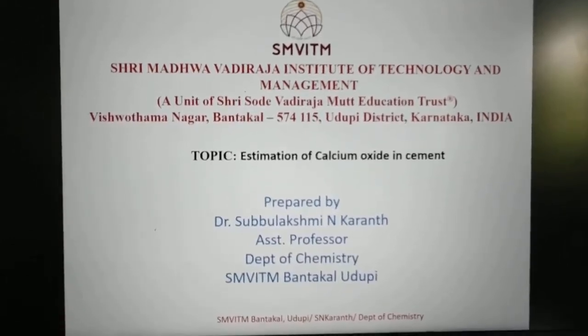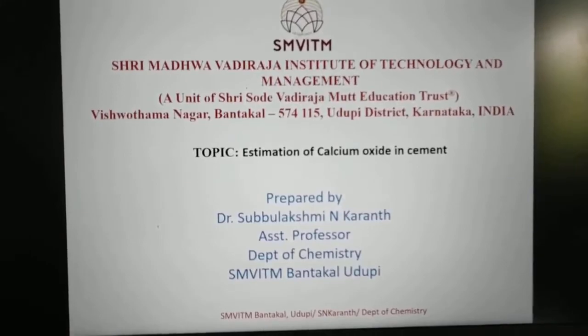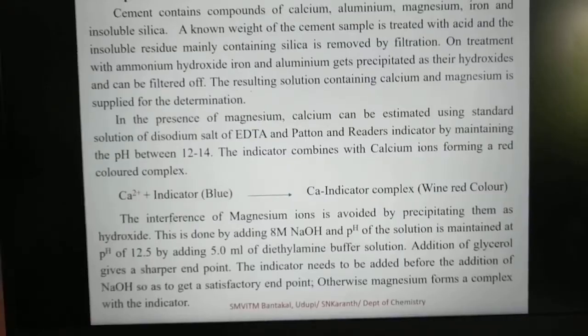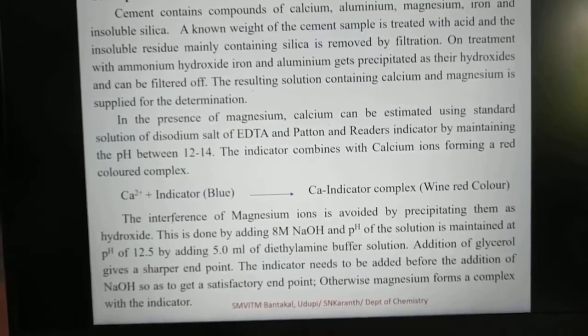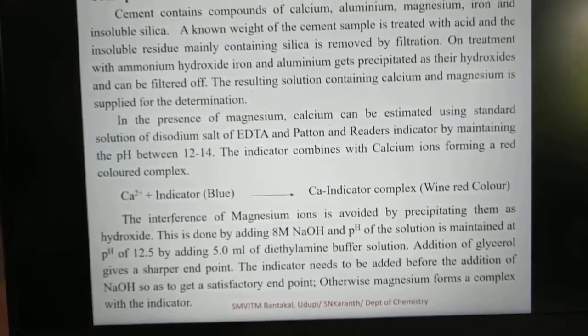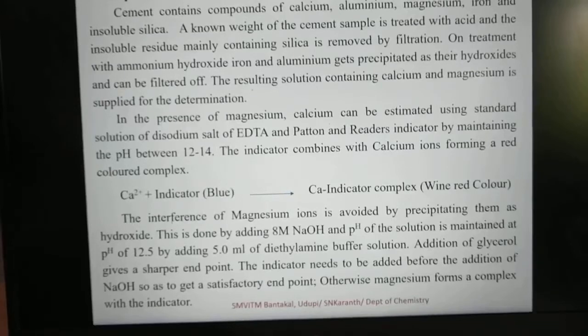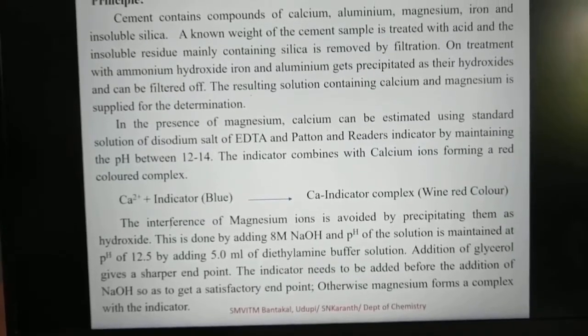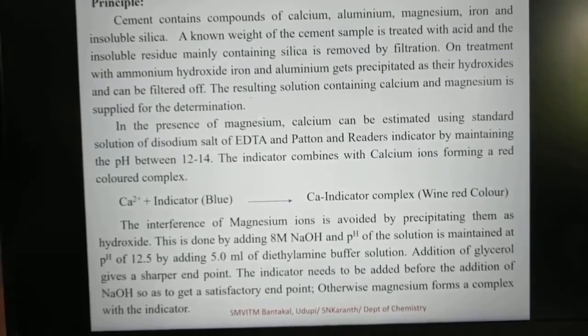The estimation of calcium oxide in cement. Portland cement consists of a mixture of silicates of calcium, magnesium, aluminium, and iron, with a small amount of oxides of metals.